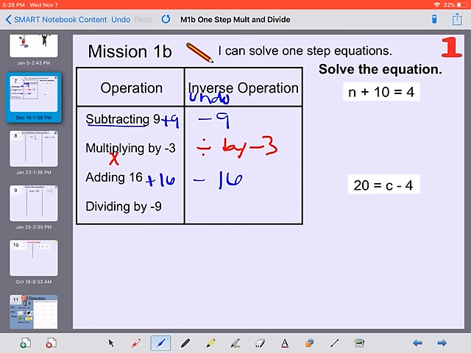Oops, I made a mistake way back here on this first one. It said subtracting, and so the opposite of that would be adding 9. I made a mistake there.